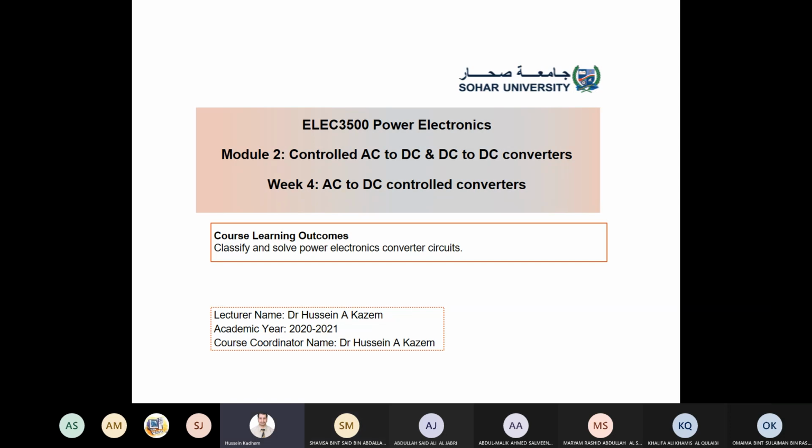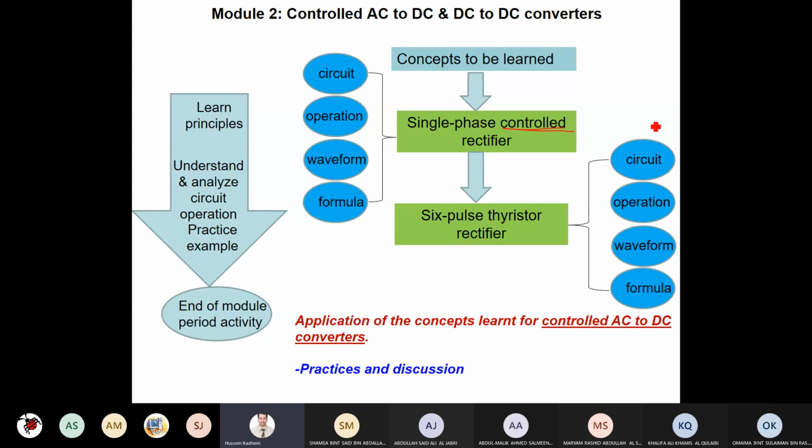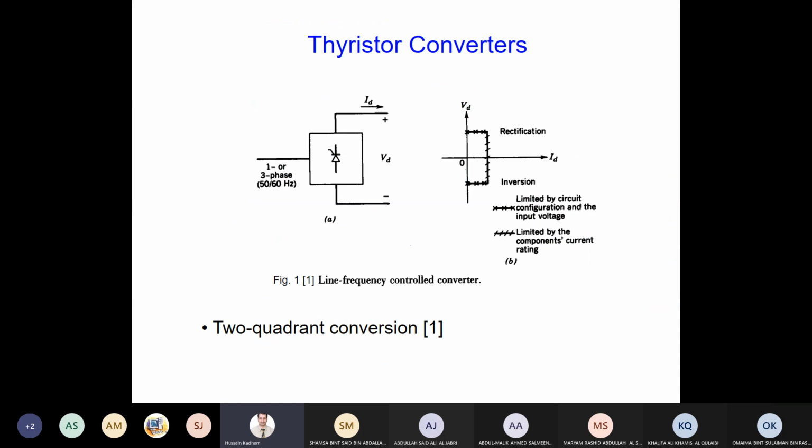Okay, check it, please. Now we will discuss the same previous circuits from module 1, the rectifier circuits, single phase and three phase, but rather than using diodes, we will use thyristors. We will have a single phase controlled rectifier circuit with thyristor, and there could be transistors also, and a 6-pulse rectifier circuit with thyristors. We follow the same trend of discussion: circuit, operation, waveforms, and formulas.